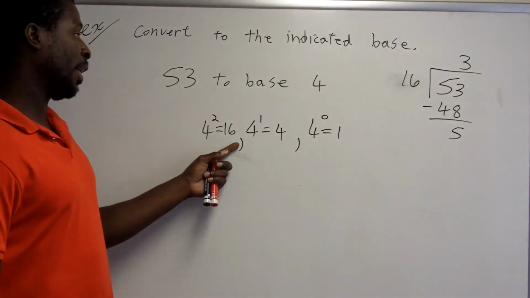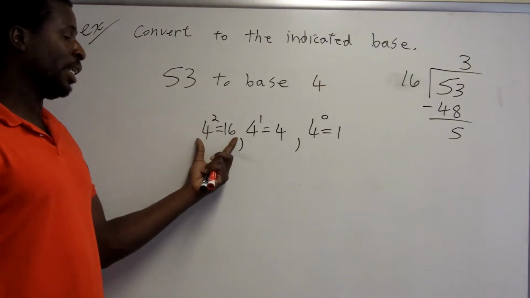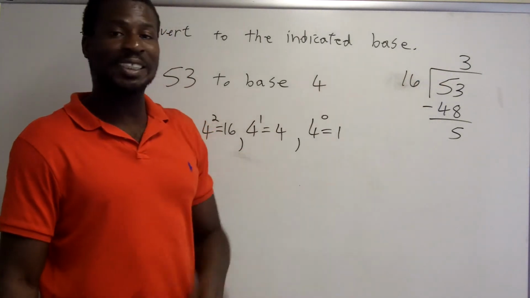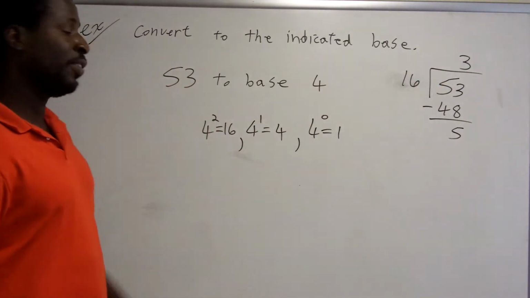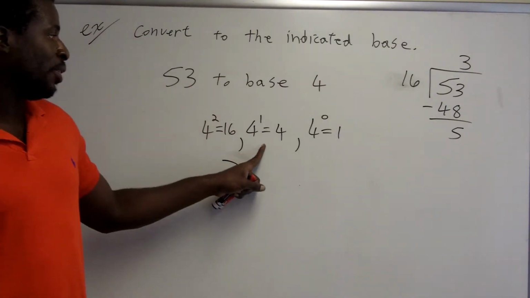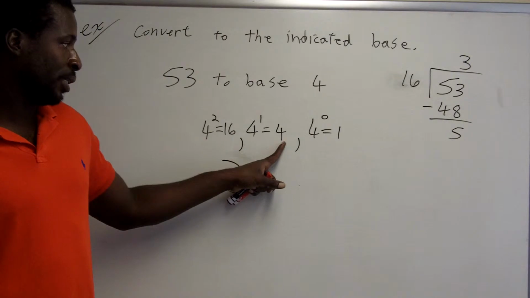So it turns out that the number that goes in this place value is a 3, because there are 3 groups of 16 in this number, 53. So the number that goes here is a 3. The next place value down is the 4's place.